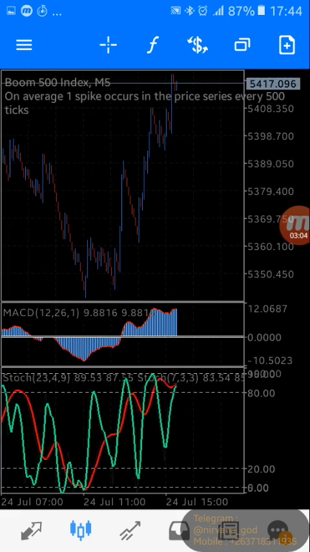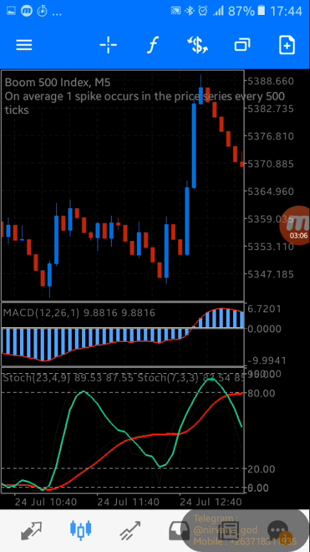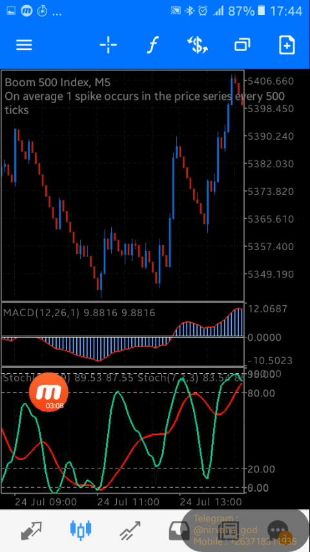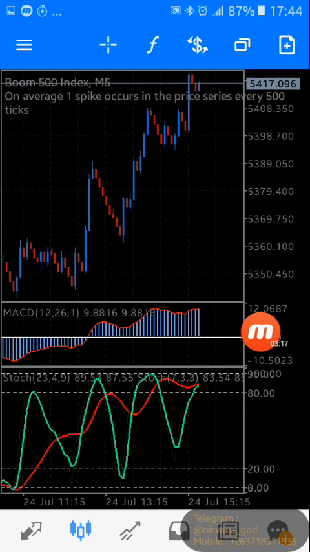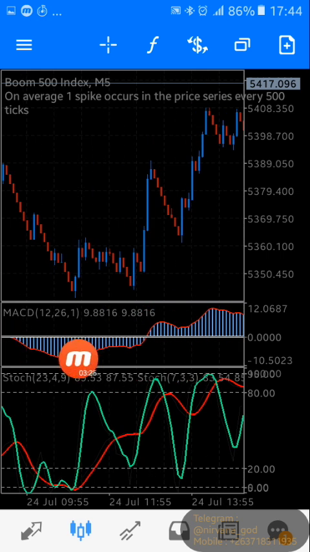Right, make things simple. For example, we also use the stochastic. I'll send you the settings later. So here, for example, you can see that the histogram is above level 0, meaning it's an uptrend, meaning it's time to buy boom. You don't buy boom when it's below level 0. As you can see, there are less spikes.